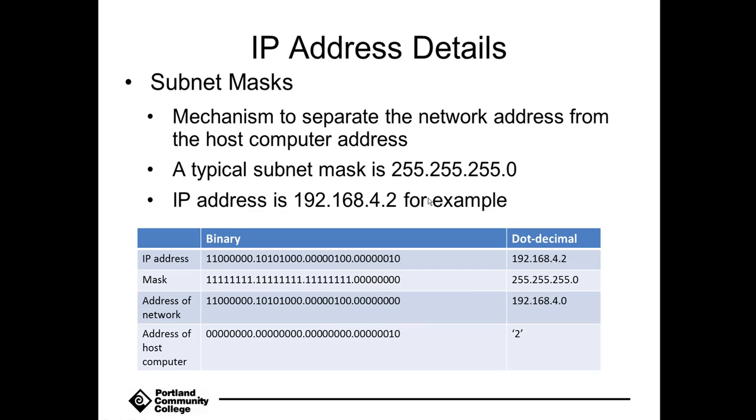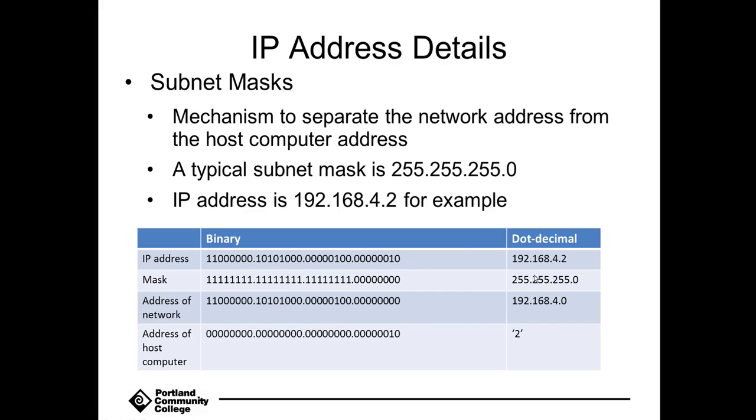So I've got a building, and inside that building are possibly 256 different computers. The address of the building is 192.168.4, and the address of a computer inside the building, I have computer 1, computer 2, computer 3. All right. Now the way networking software works is it needs a subnet mask to separate out the network address from the computer address. And here is our IP address.